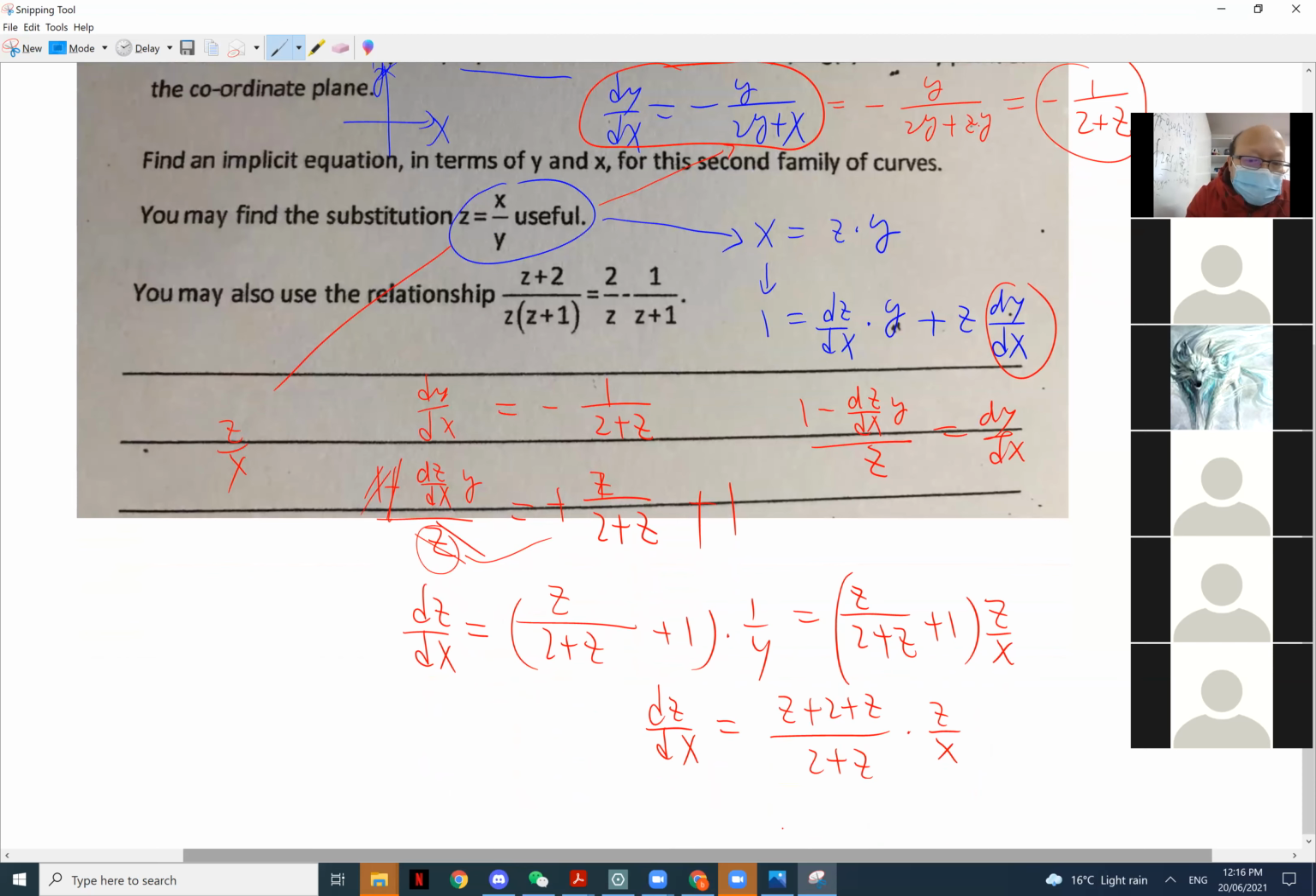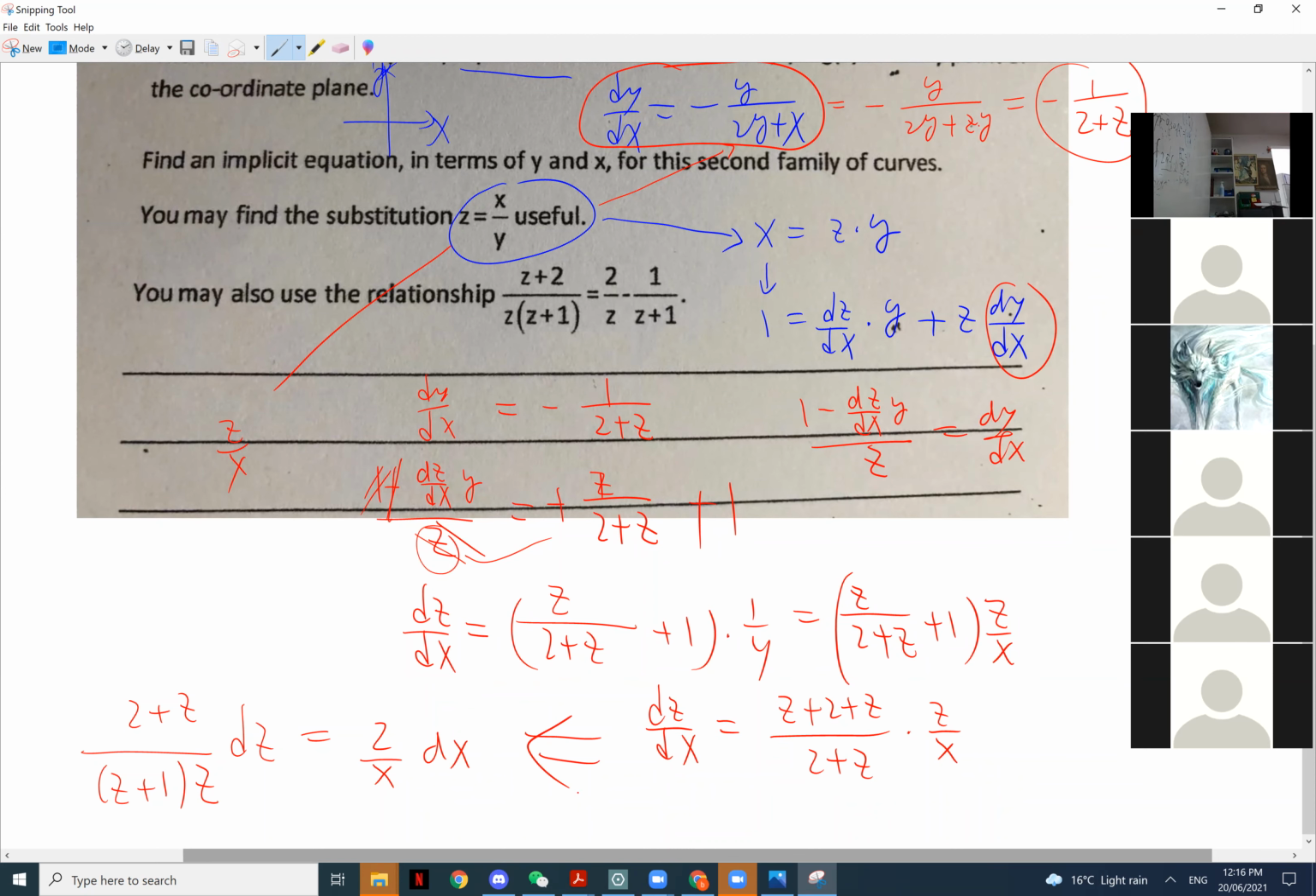But for continue on, continue will be dz over 2 plus z over z plus 1 times z, equals 2 over x dx. Double check if you understand how we got step by step up to here.